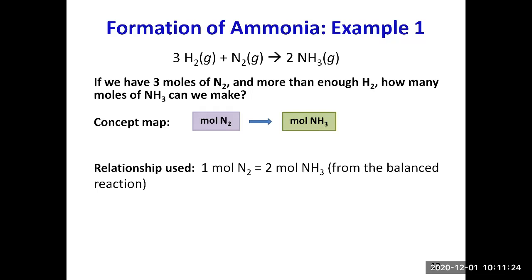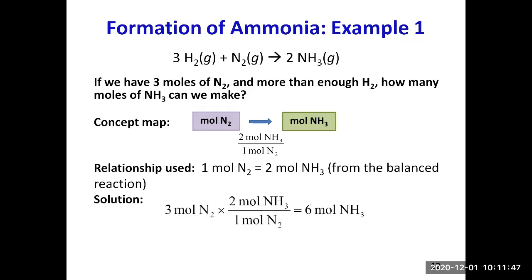So change that into a conversion factor. And because we start with moles of N2, we want the mole of N2 in the bottom of the conversion factor. So 2 moles of ammonia over 1 mole of nitrogen. So when you're ready to do the calculation, you take the given amount of 3 moles of N2 and you multiply it by the conversion factor, that is 2 moles of ammonia over 1 mole of nitrogen. This way the moles of nitrogen cancel.